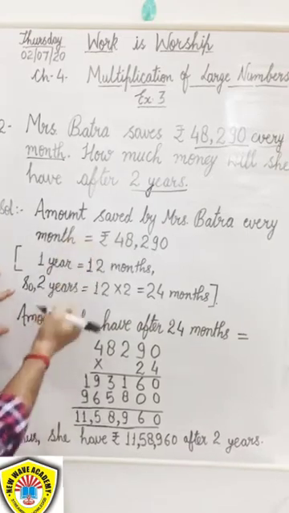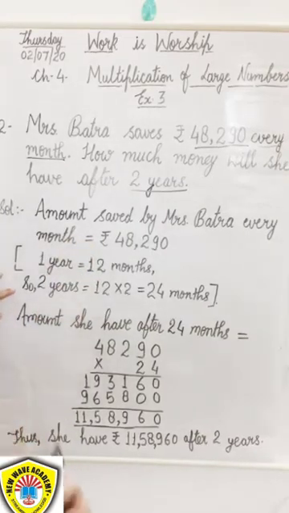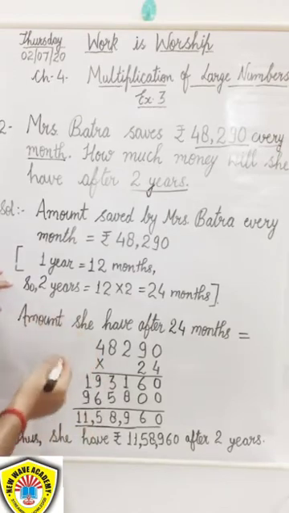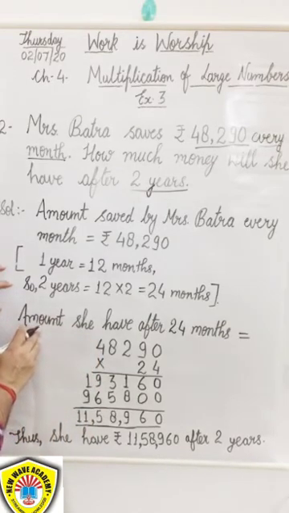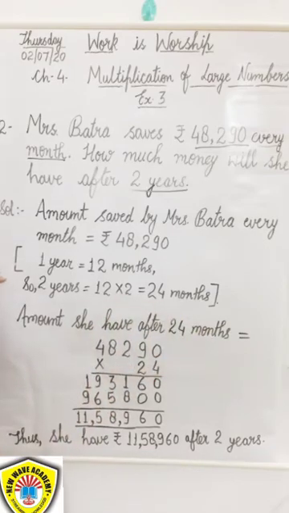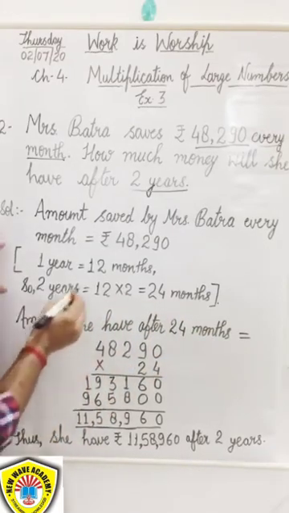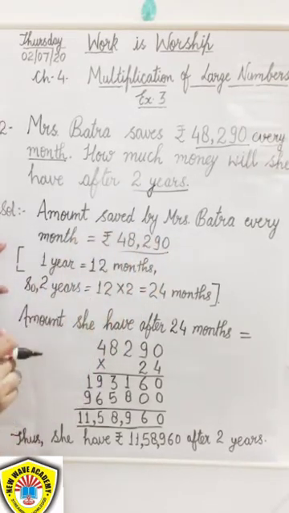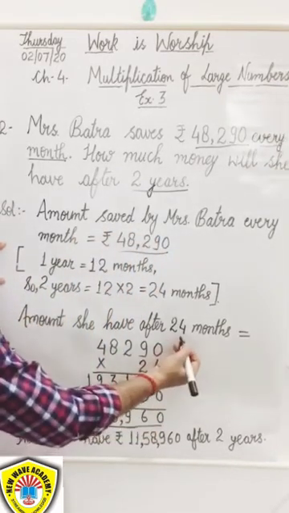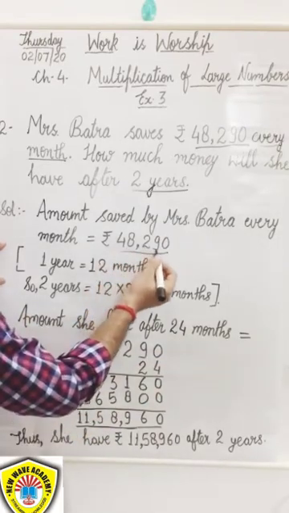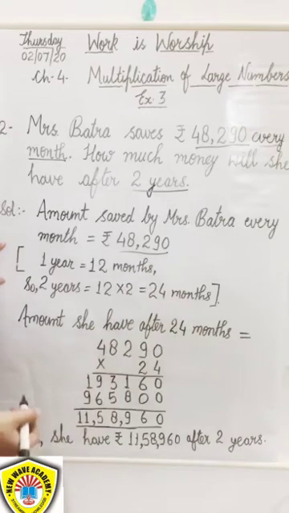Okay. In second step, what is the question asking about? Question is asking about the amount after the 2 years. So we will write amount she has after 24 months. Now Mrs. Batra saves every month 48,290. So we have to find the amount after the 24 months. So we will multiply 48,290 by the 24.